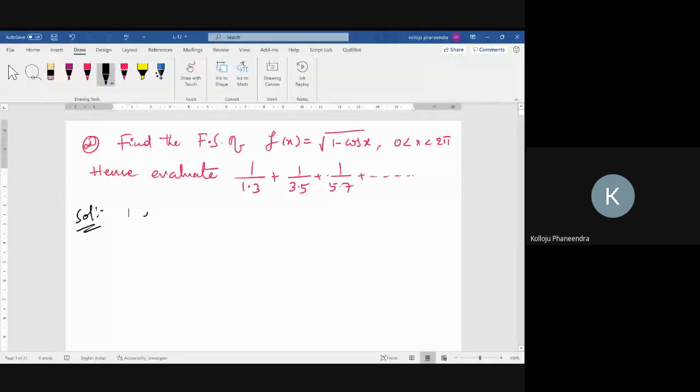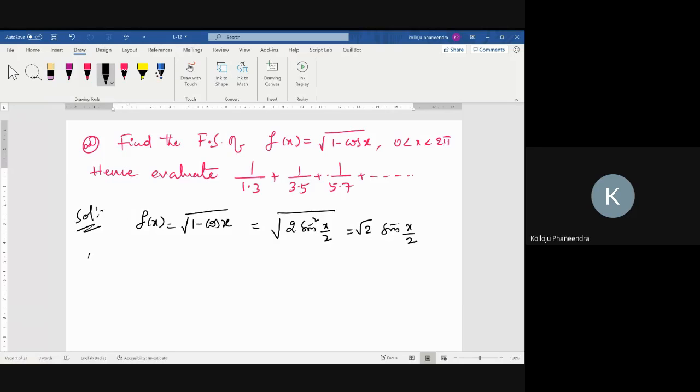f of x equal to square root of 1 minus cosine x. So I can write this as 1 minus cosine x is nothing but 2 sine square x by 2. So under root, root 2 sine x by 2. What is the Fourier series formula?